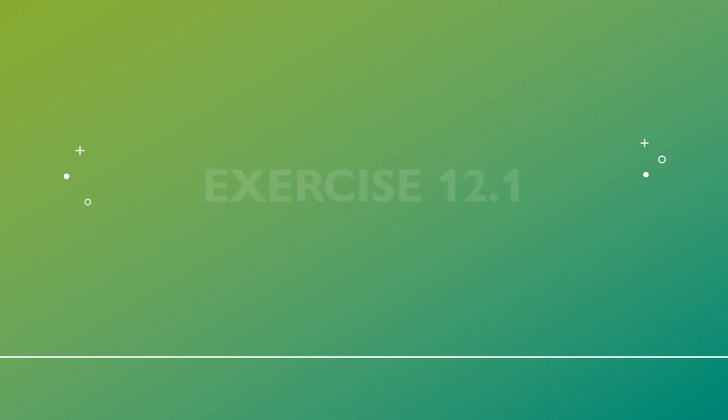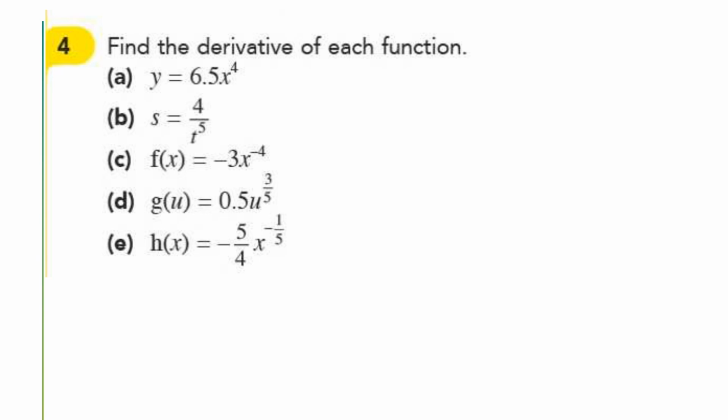Right, let's begin by solving some questions from exercise 12.1. Let's do a recap of what the power rule is all about. If you're given a function f of x equals x to the power n, then the derivative f prime of x will be, we bring down the power n, multiply with x, and then the power minus 1. Alright, let's look at question 1.